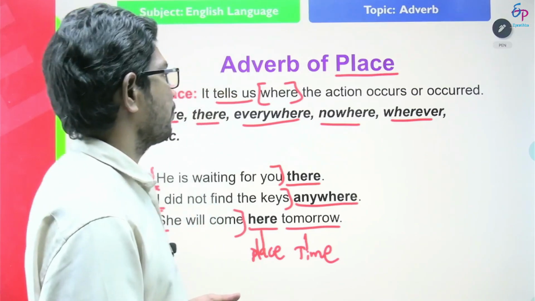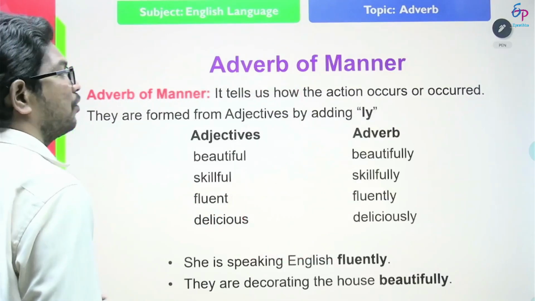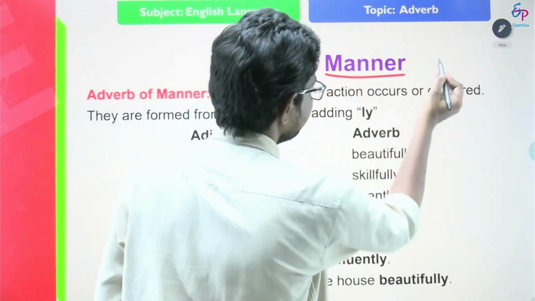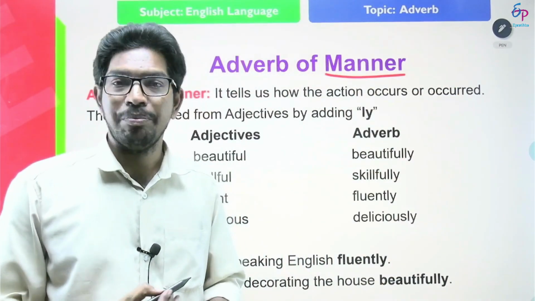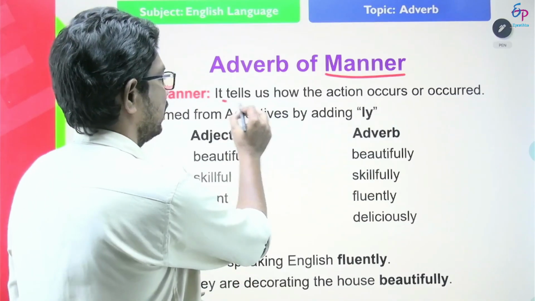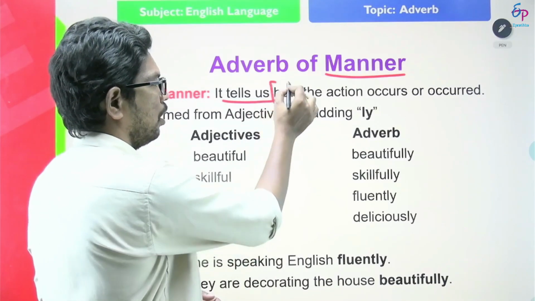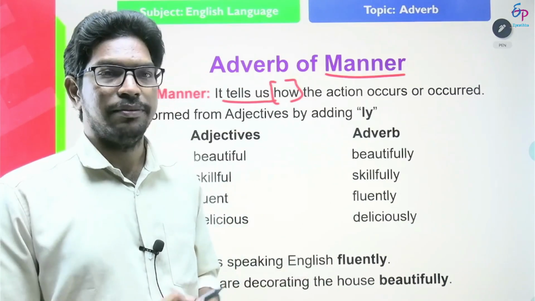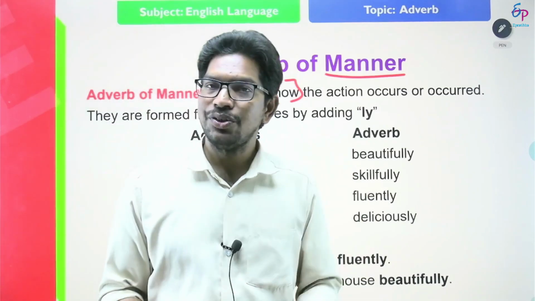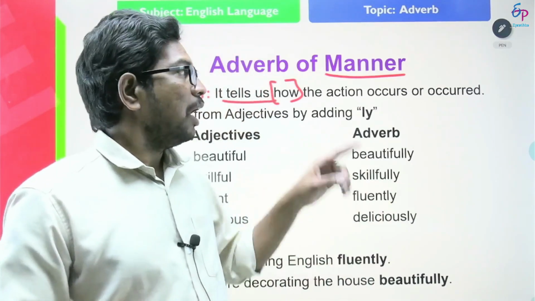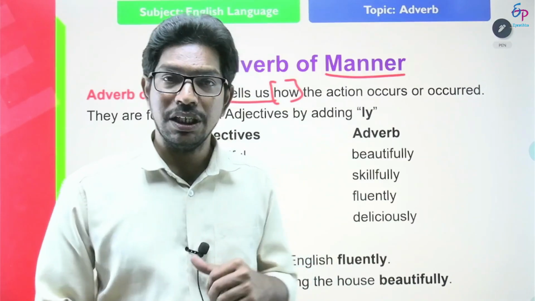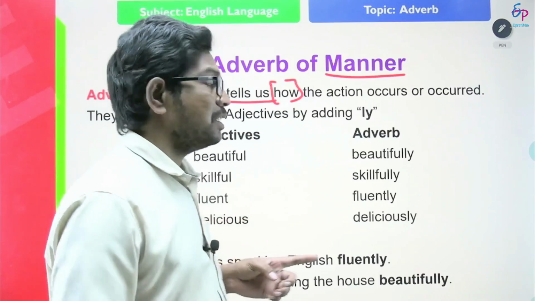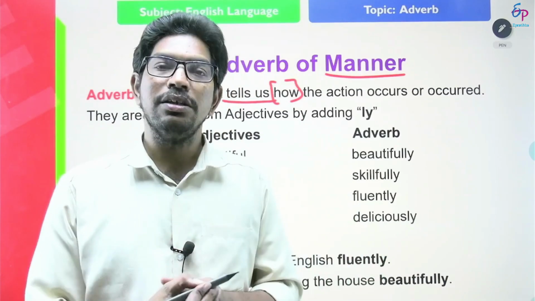So let us see another type of adverb. Next, adverb of manner. Adverb of manner tells us how the action occurs or occurred. Adverb of time tells us when the action occurs or occurred. Adverb of place tells us where the action occurs or occurred. And here adverb of manner tells us how the action occurs or occurred.